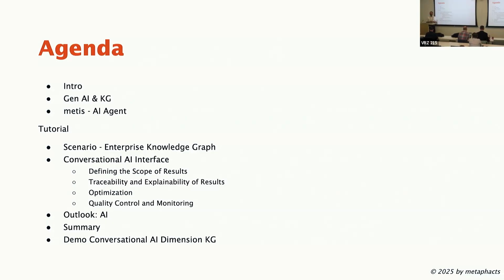And then we're going to see how a conversational AI interface can be configured on top of that. We'll see how we can scope it to a certain domain or area of the business, and how results are traceable and explainable. Some ideas of how it can be optimized further, and also some topics on quality control, evaluation, and monitoring. Then we have a brief outlook on what is still missing, federated AI, and a summary, and also a demo, if we have the time, on a big knowledge graph with a conversational AI interface.